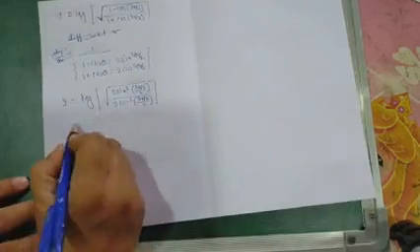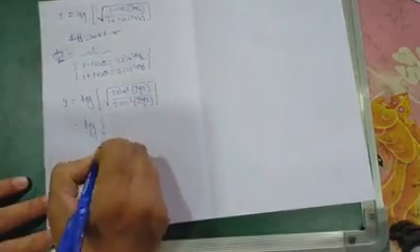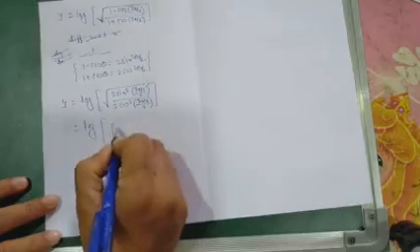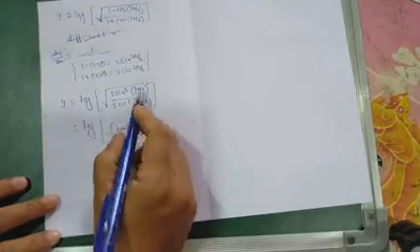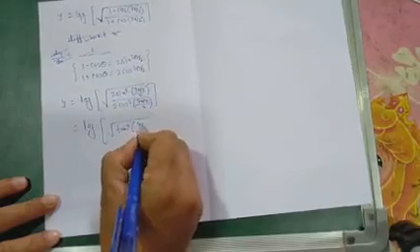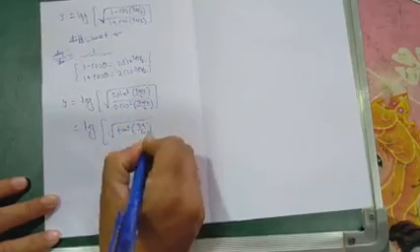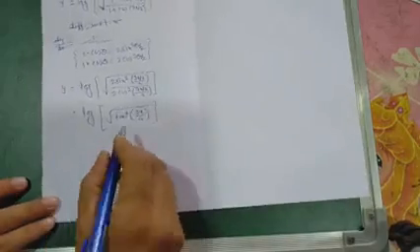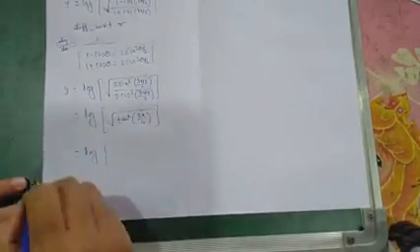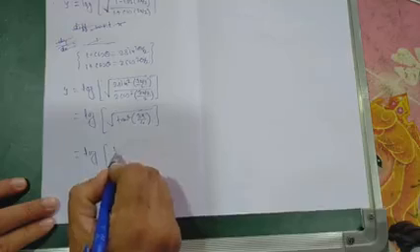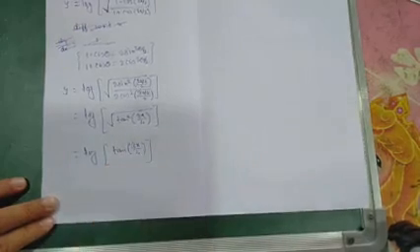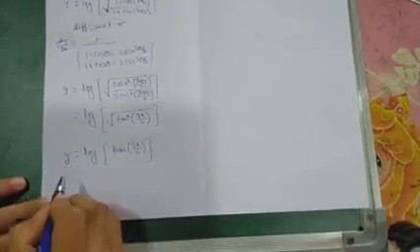Okay, next the 2s get cancelled, sin square upon cos square is tan square. This angle is the same, so write here 3x by 2 into 2, that is 4. Tan square 3x by 4. Log of square and square root get cancelled, means log of tan of 3x by 4. So this is the value of y.